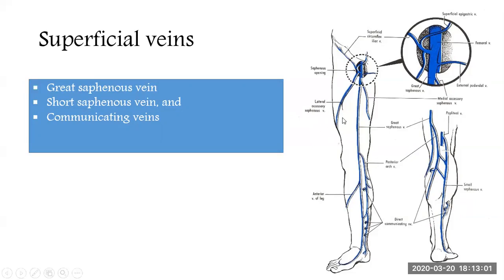The third set of the superficial veins, the communicating veins, are numerous, and they communicate the short saphenous system with the long saphenous system, and many of them possess valves as well.